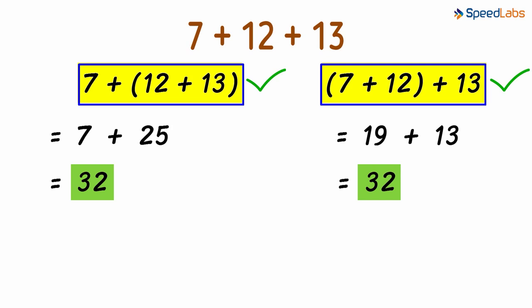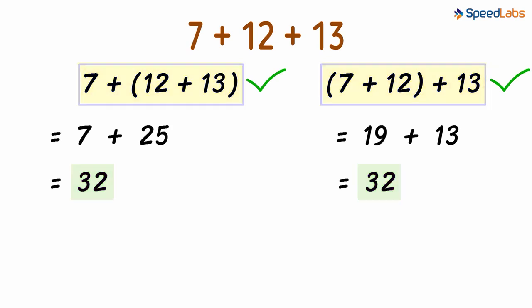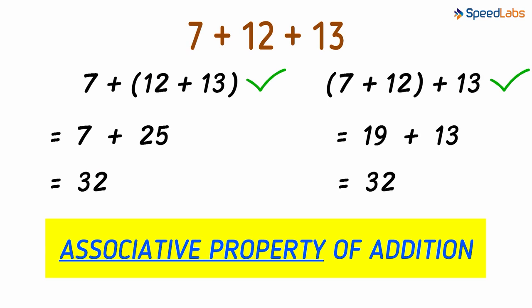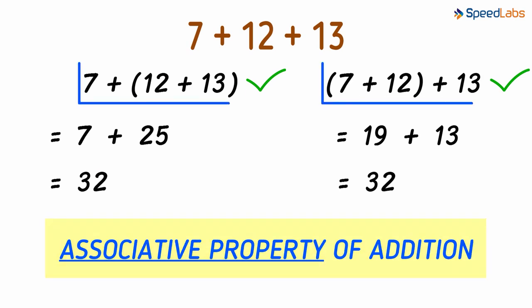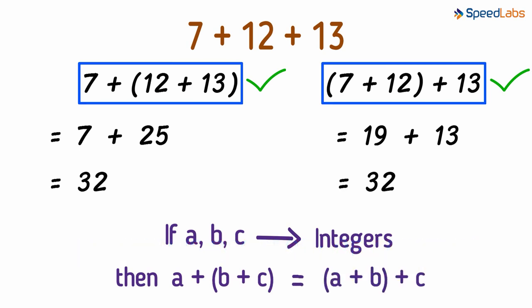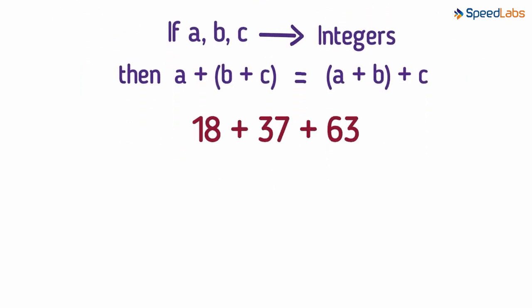This is the associative property of addition. It states that we can add regardless of how the integers are grouped. It can be best expressed like this. Does this have any application? Of course, yes. Here's an expression for you.